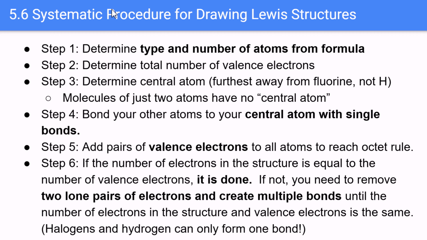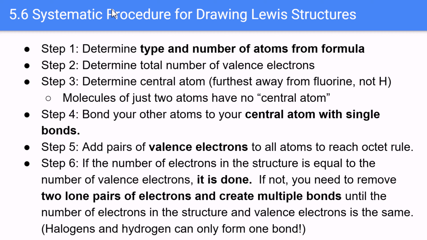The next step, step 5, is to add pairs of valence electrons, or lone electrons or non-bonded electrons, depending upon your nomenclature, to all atoms to reach the octet rule. You may end up going beyond the number of electrons in step 2. That is okay. I cannot stress that enough. You may end up adding more dots than what you find in step 2. That's fine. We can change that as we work through it.